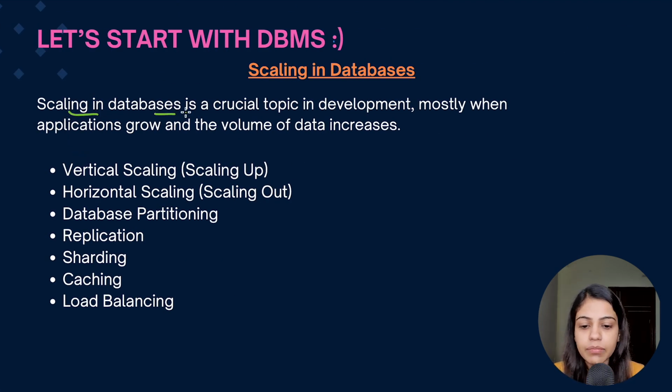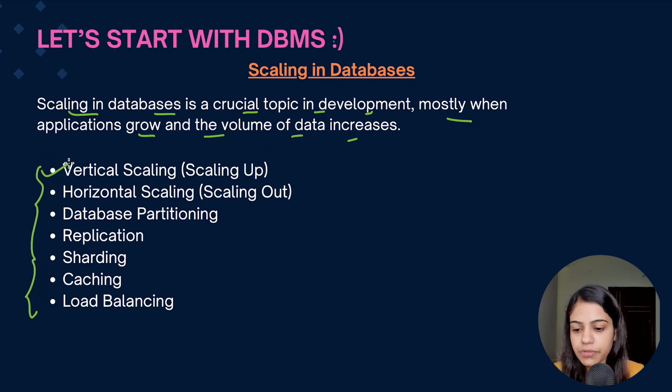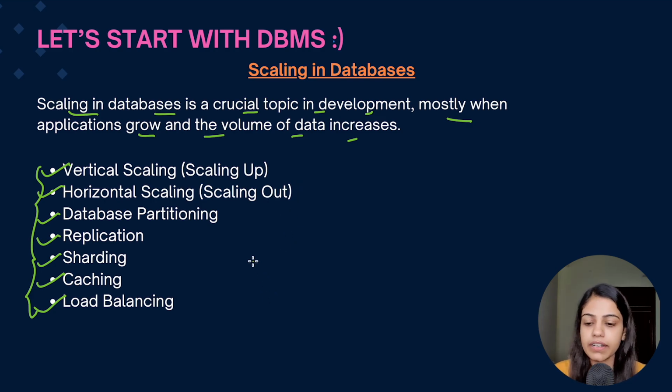Now scaling in a database is a crucial topic in development, mostly when the application grows and the volume of data increases. Whenever the application grows, the volume of data increases or the number of users increases, it's best to scale our system. Now there are some scaling techniques. First one is vertical scaling, that is scaling up. Second one is horizontal scaling, that is scaling out. Third is database partitioning. Fourth is replication. Fifth is sharding. Sixth is caching. And seventh is load balancing. So let's learn about each and every one of them in depth.